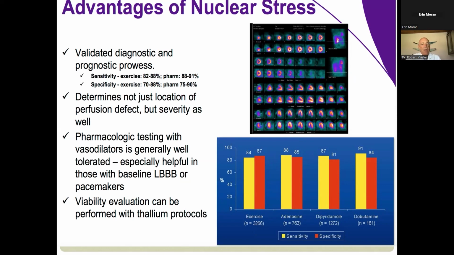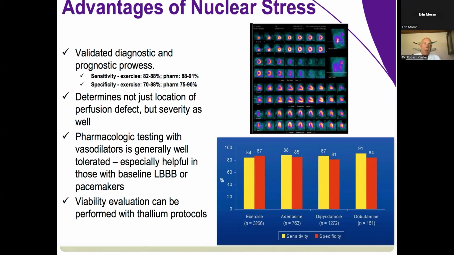And it tells you not just the location of a perfusion defect, but the severity. You can use pharmacological testing to vasodilate the arteries. And this is particularly helpful in patients who have a baseline left bundle or pacemakers. And then basically you can do a viability evaluation, because the heart muscle has to be viable to uptake the isotope. If it's scar tissue, it will never take up the isotope.